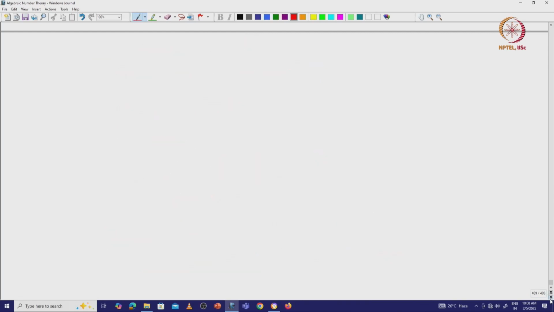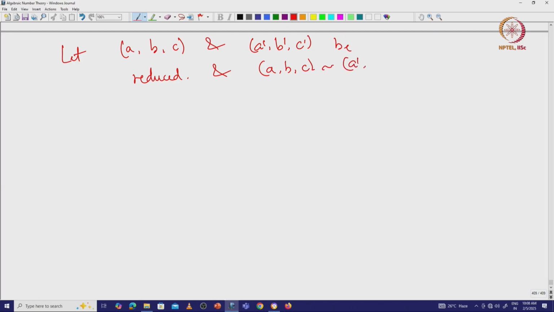Now, let's show that. Let a b c and a prime b prime c prime be reduced. Let us say that they are equivalent, a b c is equivalent to a prime b prime c prime. Then we want A is equal to A prime, B is equal to B prime, and C is equal to C prime, right. That is what we want.